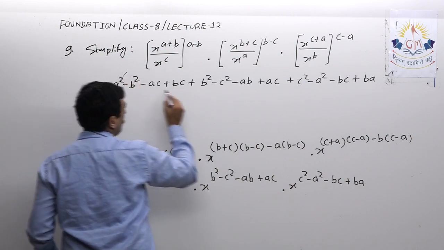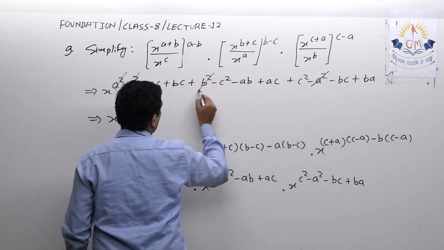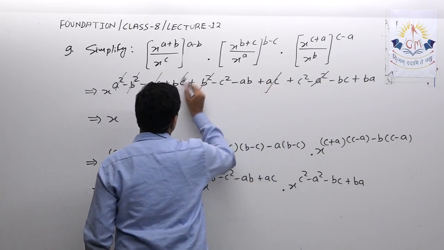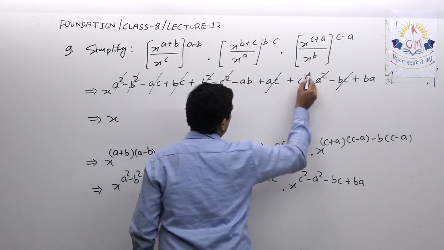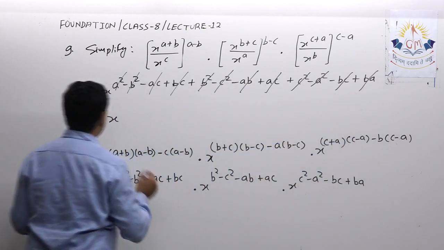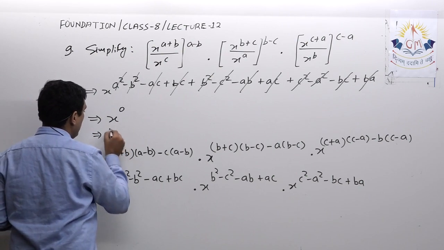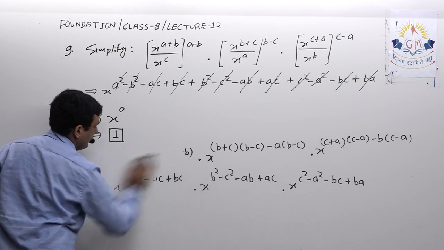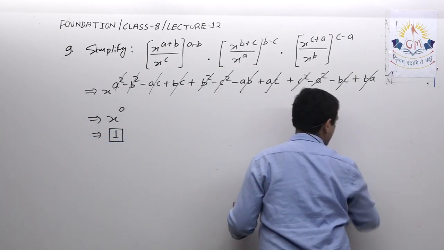So plus A square, here I have minus A square, minus B square plus B square, then minus AC plus AC plus BC minus BC minus C square plus C square minus AB plus AB. All terms will cancel out, so x raised to 0. So my final answer is 1. Okay, so note it down, this remaining solution, then we'll see the next question.